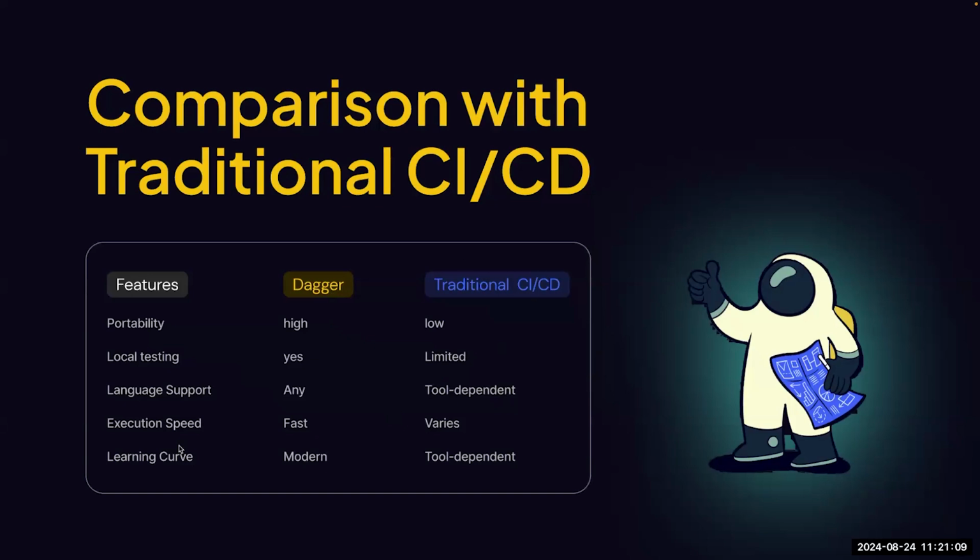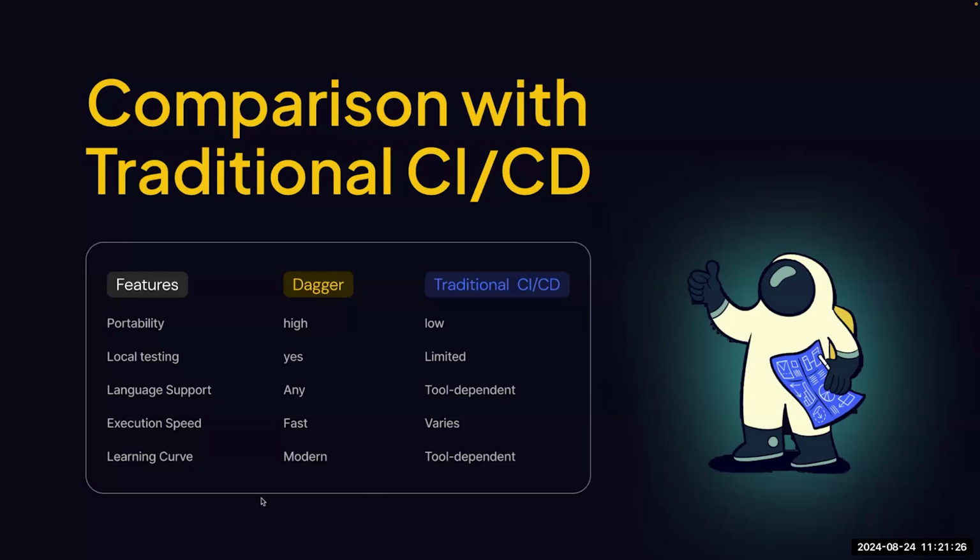Another is the execution speed. Dagger uses a caching mechanism internally, so it is very fast. While in CI/CD it varies. You have to write a caching mechanism in the way of the tool you are using for CI/CD.